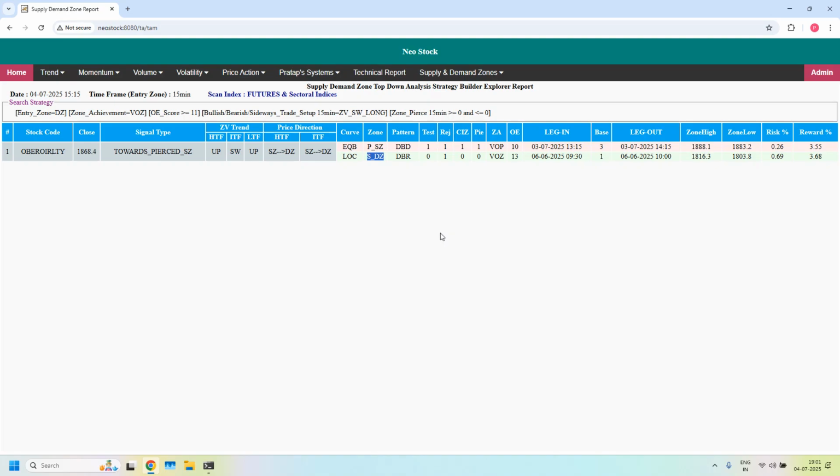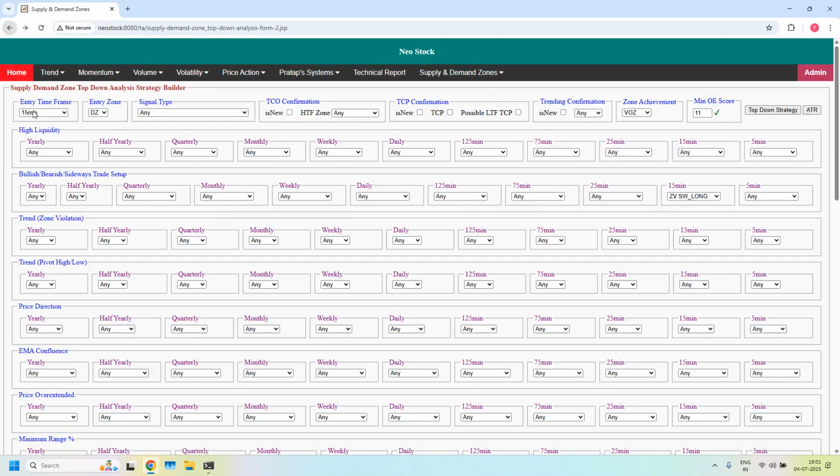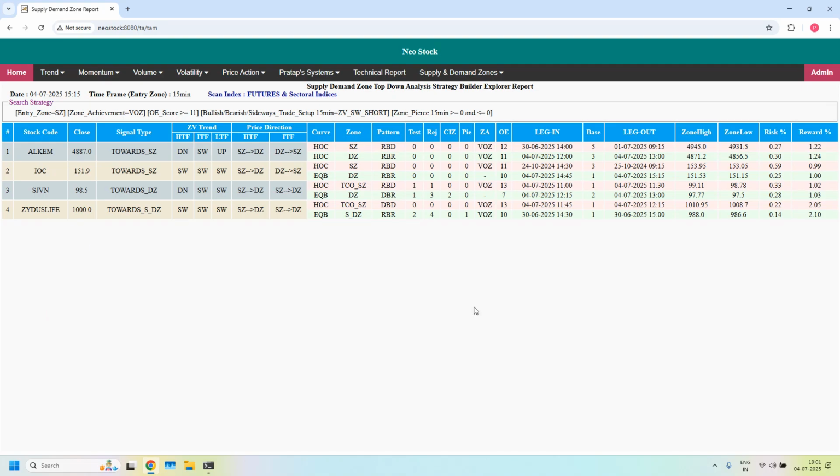Okay, next sideways short trade setup for daily income trade. The changes are 15 minute supply zone and also sideways short. With these filters, we got 4 stocks. Sideways short trade setup for daily income trade. Entry time frame zones are 15 minute supply zones. So this is already tested once.